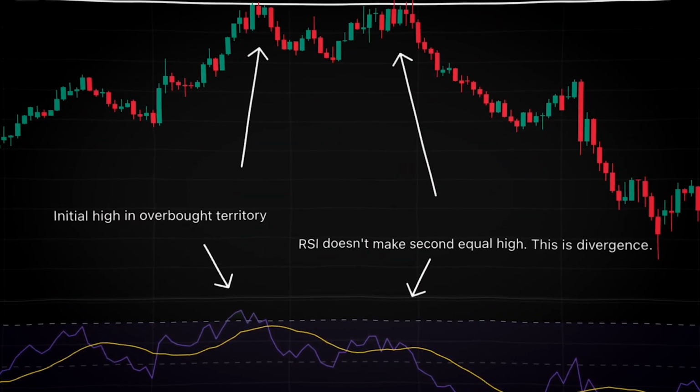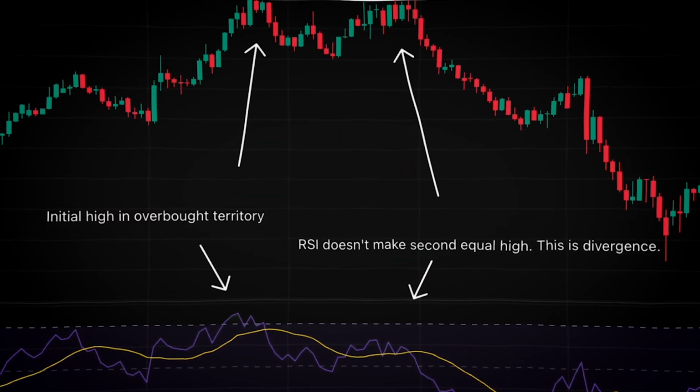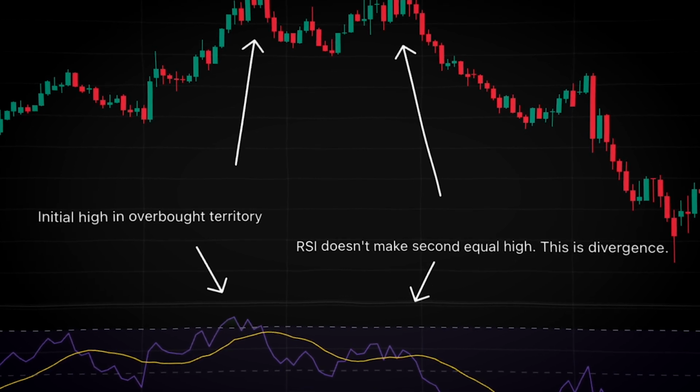RSI divergence. This is a really powerful setup. Basically what happens here is price makes a new high or a new low, but RSI doesn't show that. So price is really overextended in either direction, but RSI hasn't confirmed it yet. What this suggests is weakening momentum and a potential reversal.